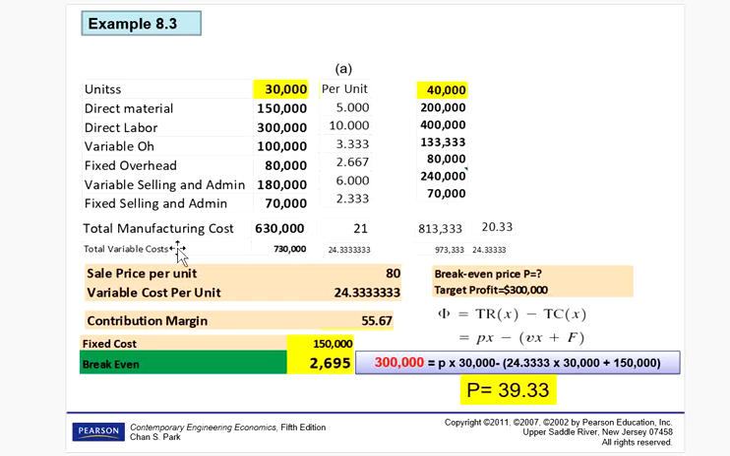What is the manufacturing cost per unit? Simply you divide this by 30,000, it is 21. But similarly you can calculate the per unit cost here. Direct material is 150 divided by 30, you get per unit. Again for labor, for variable overhead, so these are all variable costs. This is a fixed cost. This is how you calculate per unit, right? Variable selling per unit is 6, 180 divided by 30, fixed is this one.